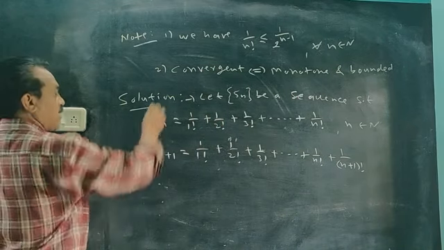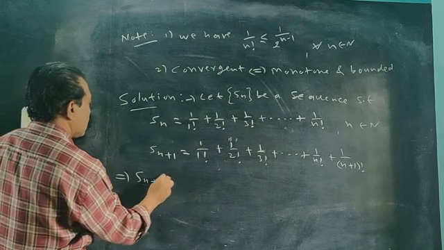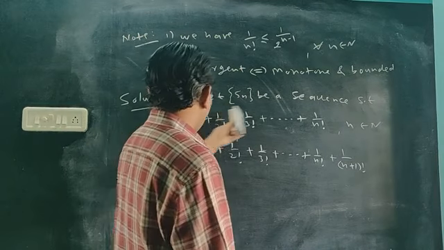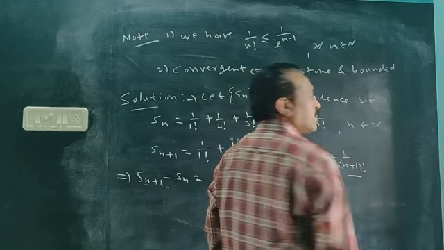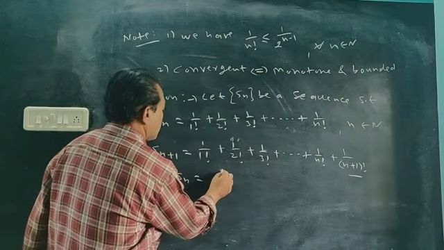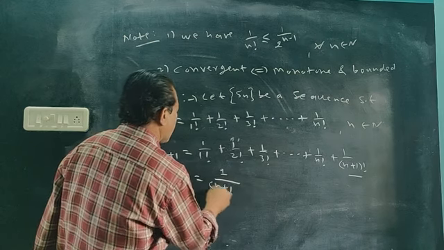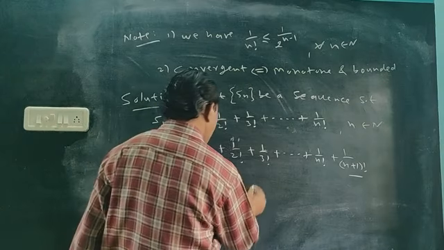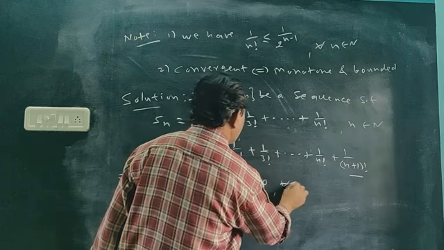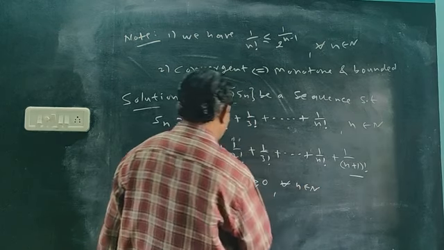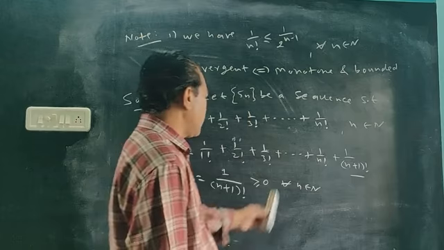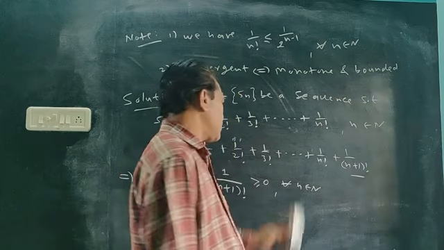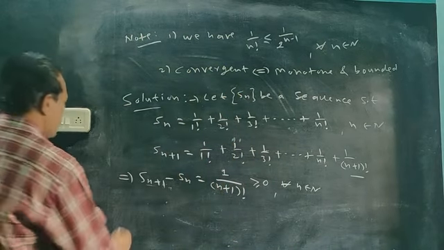Then subtraction, Sn plus 1 minus Sn. This minus this. All terms cancel except the last term, so 1 upon (n plus 1) factorial. Is it positive? Yes, it is positive for all natural numbers: n equal to 1, 2 factorial; n equal to 2, 3 factorial; 1 upon. Every factorial term is positive, therefore this will be positive.